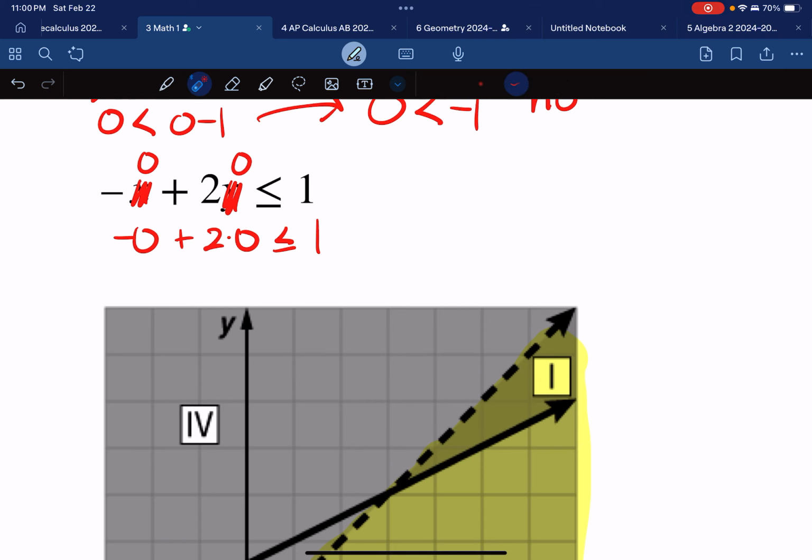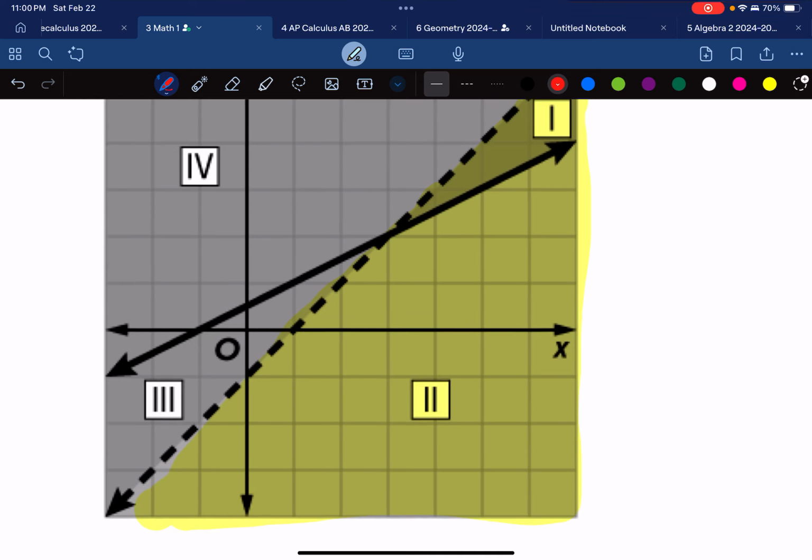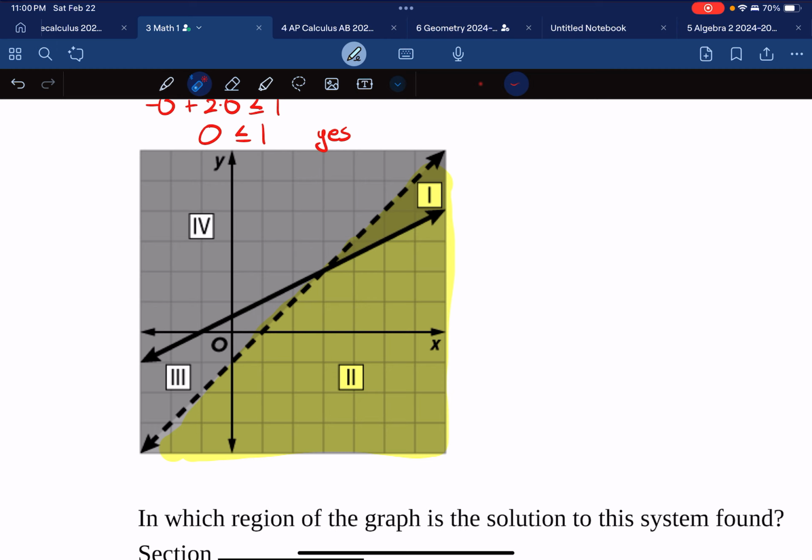Therefore, and this is why I like zeros, negative 0 is gone. 2 times 0 is gone. You're left with nothing on the left-hand side. Is 0 less than or equal to 1? Yes, it is. Therefore, it is a solution. So for this solid line, 0 is a solution, which means it should be in the shaded region.